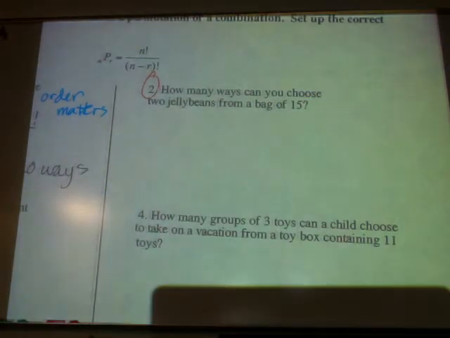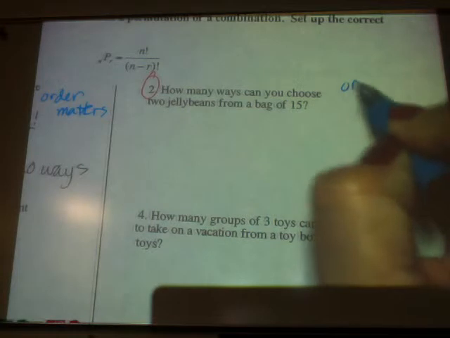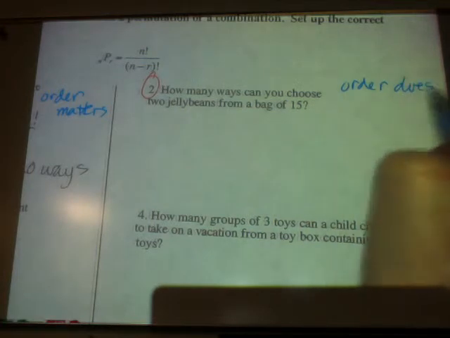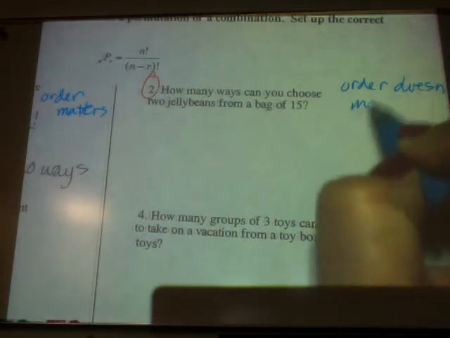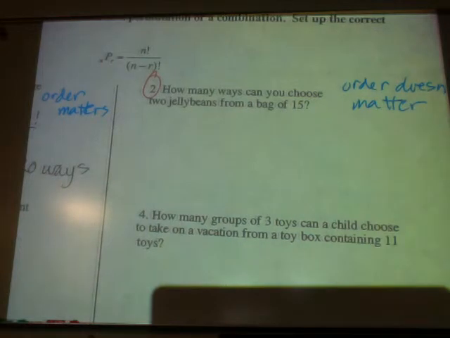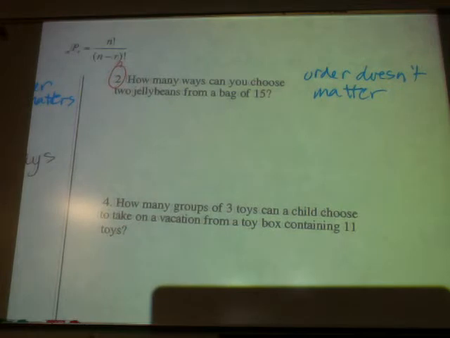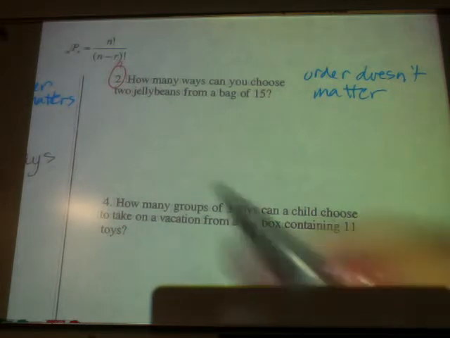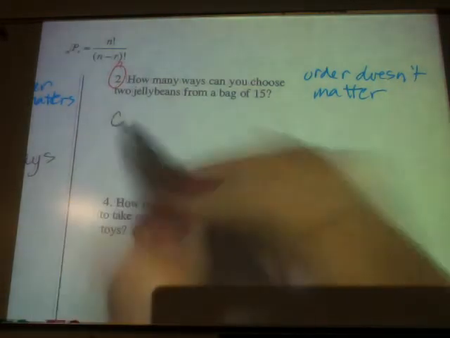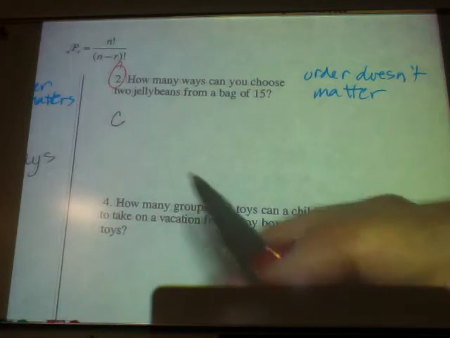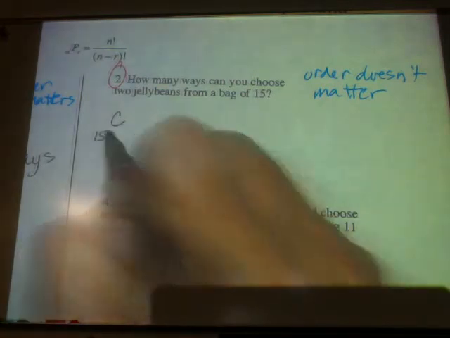How many ways can you choose 2 jelly beans from a bag of 15? Does order matter? No. So order doesn't matter. When you're picking things out of a bag or a box, order doesn't matter. So does that mean it's a combination or a permutation? Combination. How many total items? 15. And how many am I choosing?